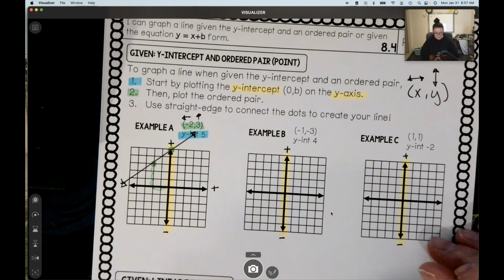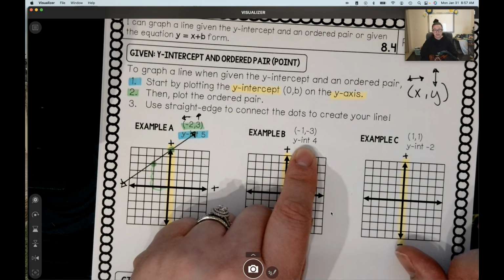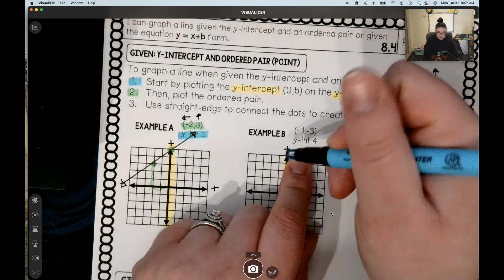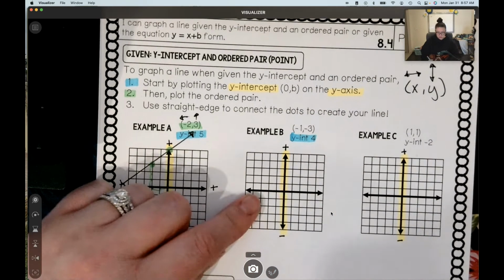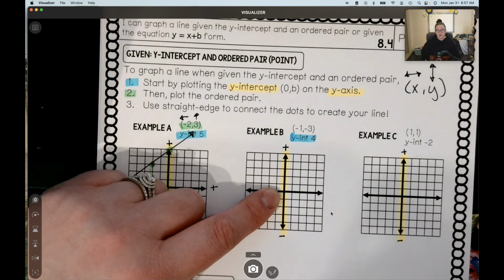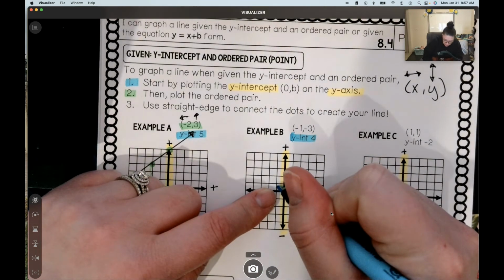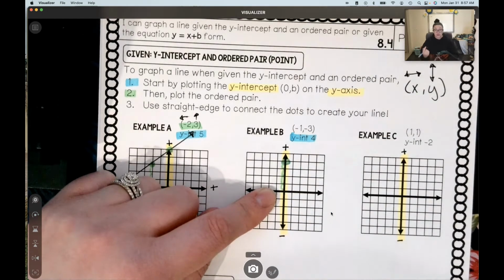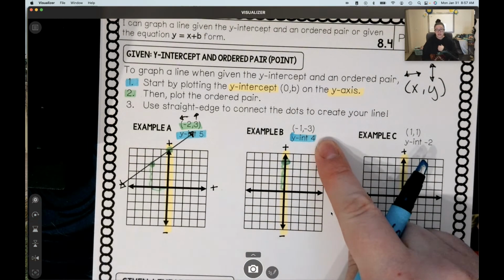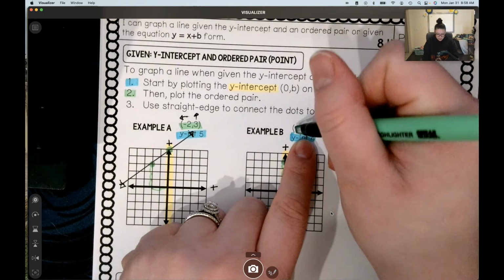Example B. We have our coordinate. We have our y-intercept. Let's start with our y-intercept. 4. So we start at the origin. Are we going to go up 4 or down 4? Yeah, we're going to go up 4 and put our dot. We're going up 4 because it's a positive y-intercept. Then we need to graph our ordered pair.